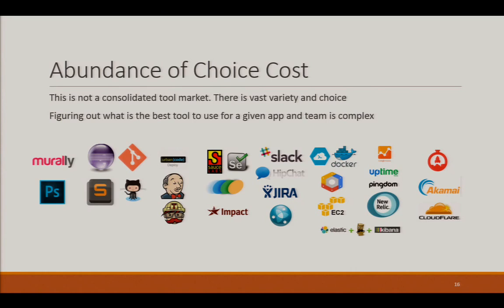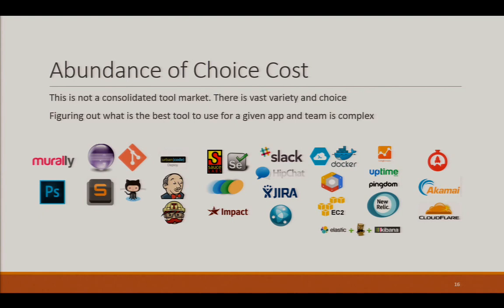The other kind of paradoxical cost is the paradox of choice. This is not a consolidated market. There are a large number of tools in this space, and a lot of them are really great point solutions to individual problems. But trying to decide which one to use is just bewildering.